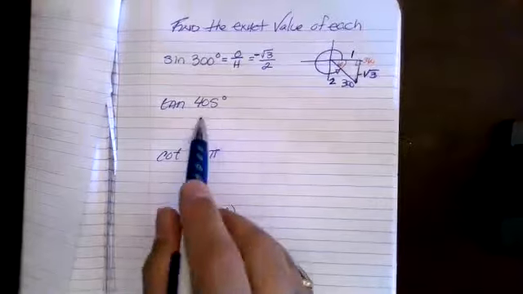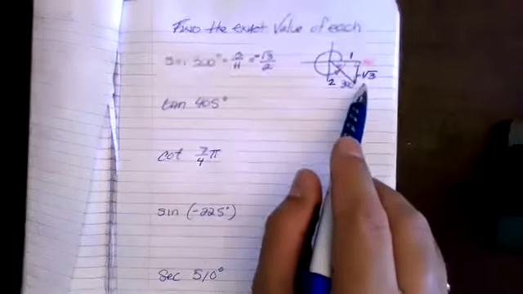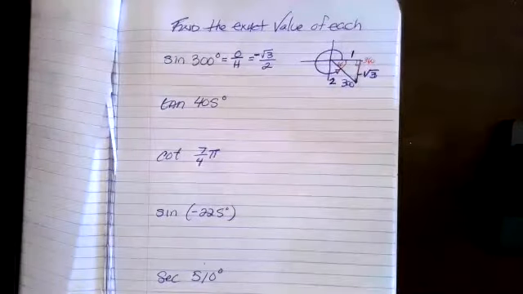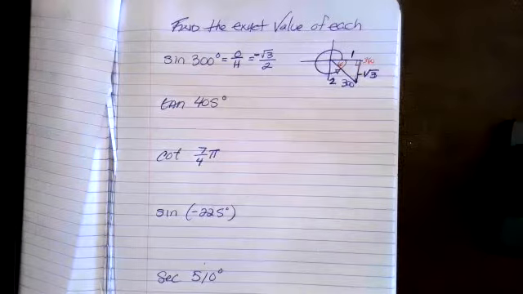This is a negative value because it's a negative in my y-axis. So that's it. So all you have to do is find the terminal side, find the three sides using a special triangle, and then you could find the values. I'll give you a second to try some of these.